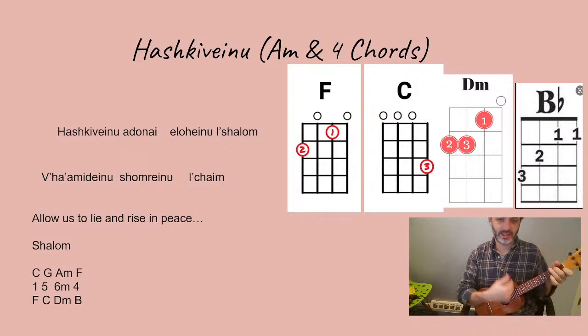So down, down, up, down, up. Here we go. Starting on the F. F. Now C. Next is D minor, and B flat. F, C, D minor, B flat. And you can hear it's the same thing, right? Hashkiveinu Adonai, right? And B flat.